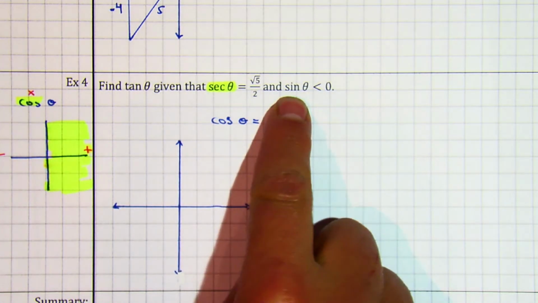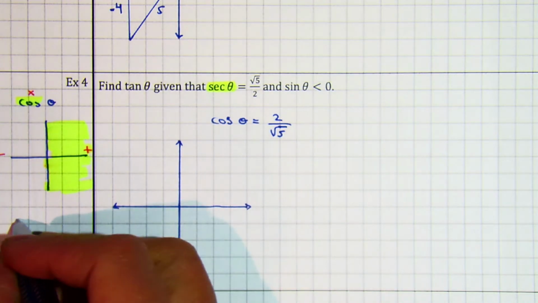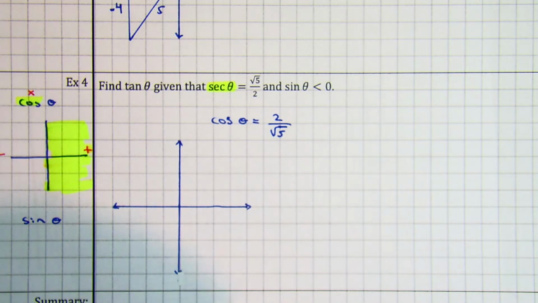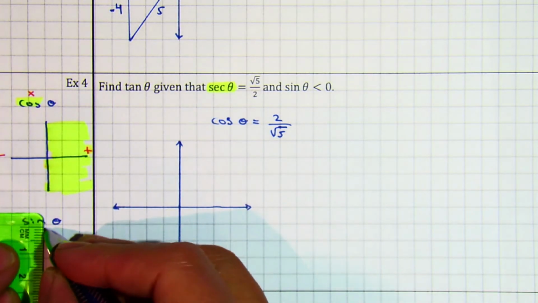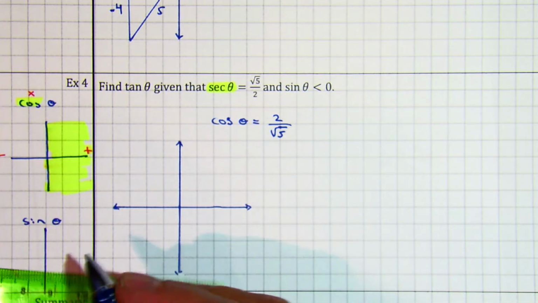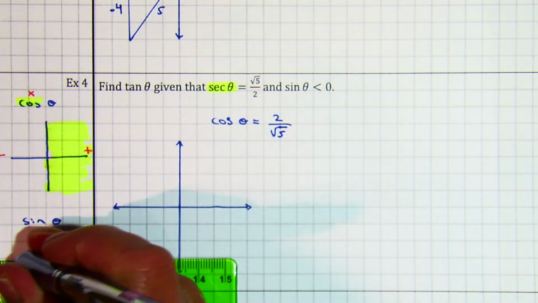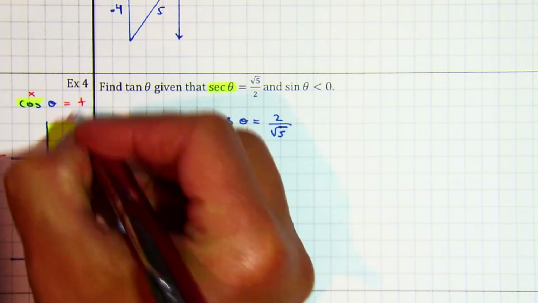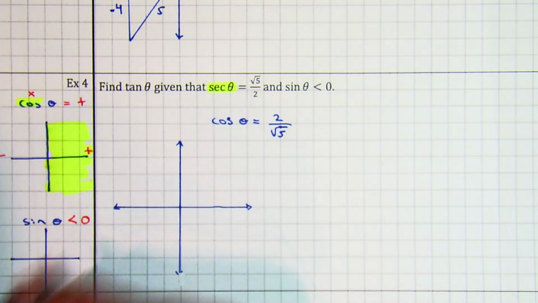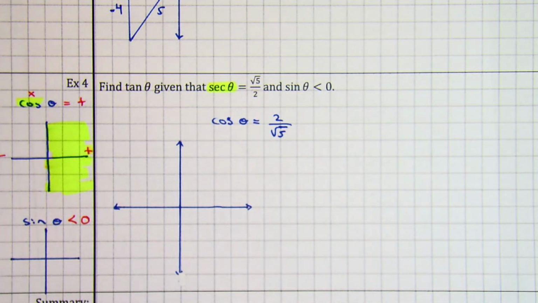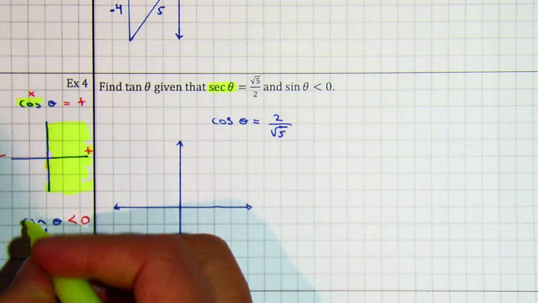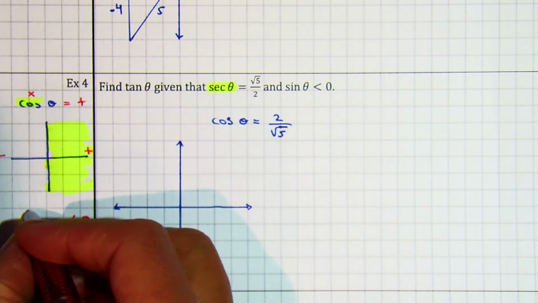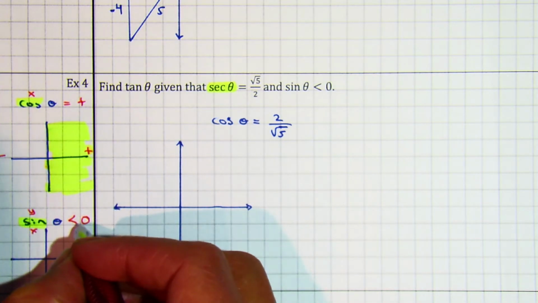And they tell me that the sine of the same angle is less than 0. So in which quadrant is your sine? So this one has to be positive, and this one has to be less than 0. Well, I know that my sine is my y value, right? So in which quadrants will it be less than 0? That means it's going to be negative.